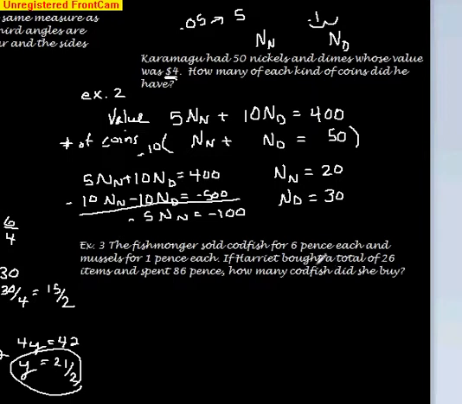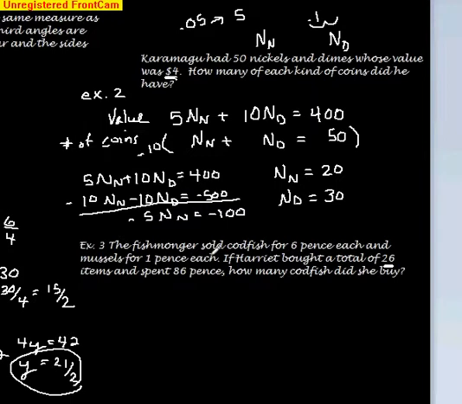So we're going to set up a value one that just has the value of each pence, and we're going to set up the total number. Now there's a total number of items. The coins add up to 26. Let's do a value one first. You don't have to do the value one first. Let's switch it around this time. Let's do the number of coin one first.